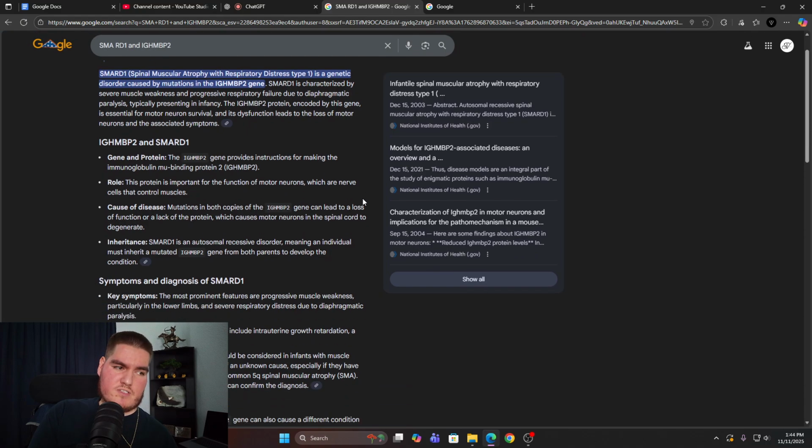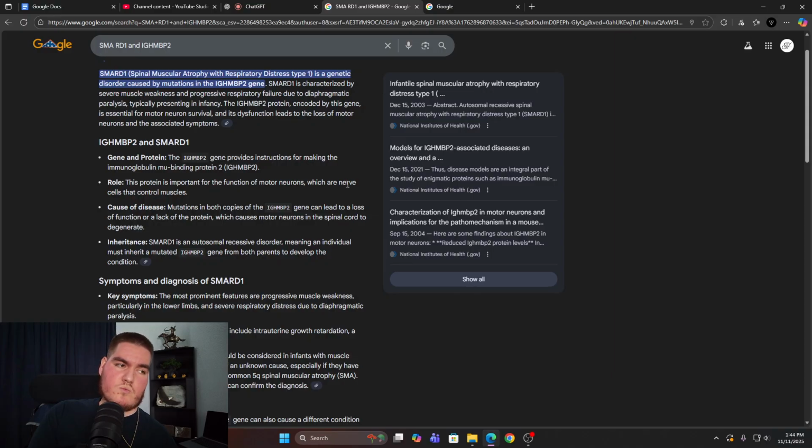So it says role. This protein is important for the function of motor neurons, which are nerve cells that control muscles. And it says cause of disease. Mutations in both copies of the IGHMBP2 gene can lead to a loss of function or a lack of the protein, which causes motor neurons in the spinal cord to degenerate. Inheritance. SMARD1 is an autosomal recessive disorder, meaning an individual must inherit a mutated IGHMBP2 gene from both parents to develop the condition.